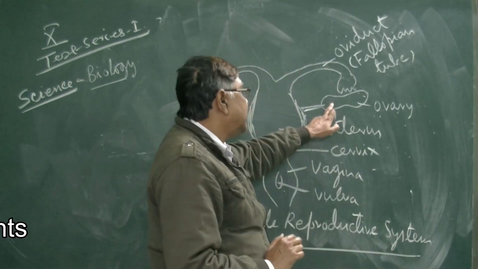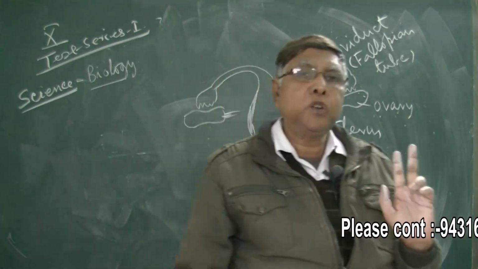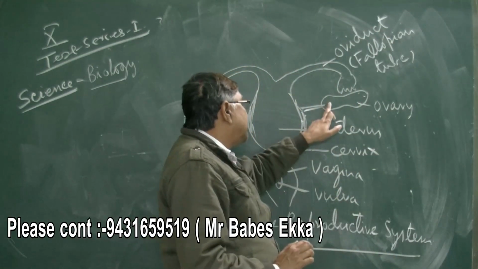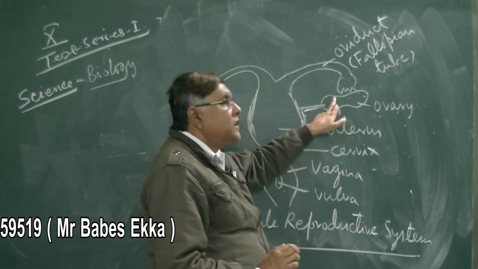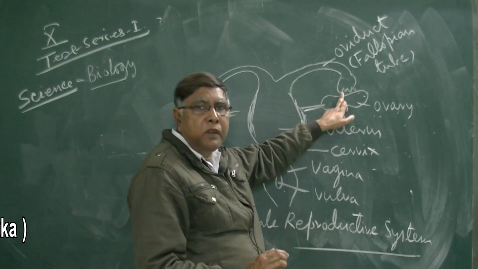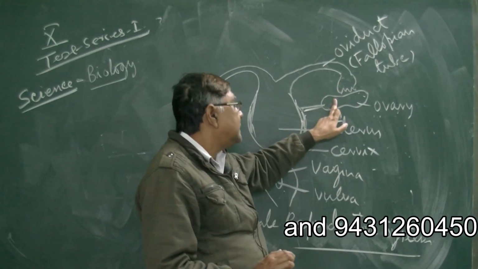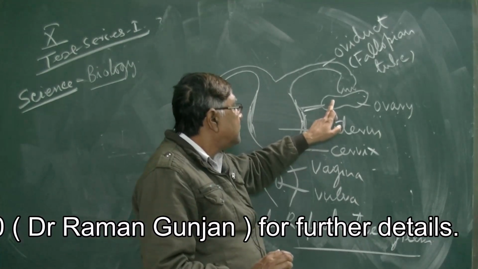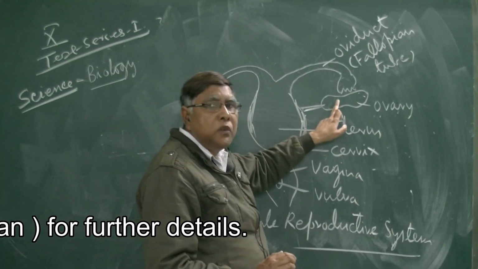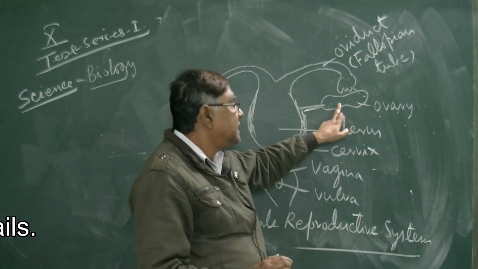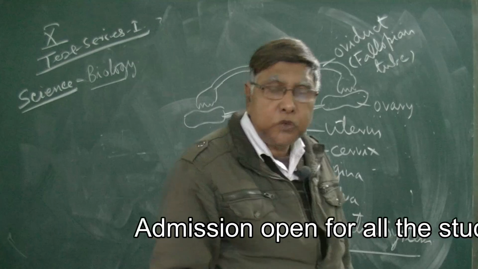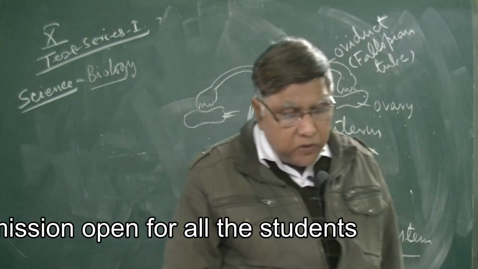The important functions of the ovary are two. First, the formation, maturation, and release of the egg from the ovary into the oviduct, what we call ovulation. So, the first very important function of the ovary is to form, mature, and release the female gamete, that is egg or ovum. And the second function is to release two hormones, estrogen and progesterone.